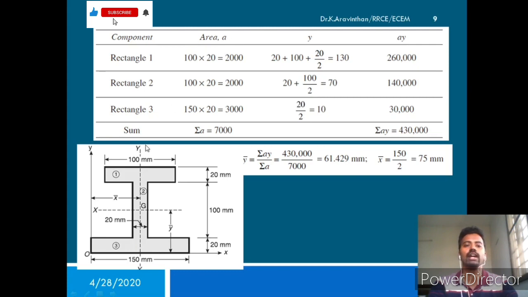Then if you want to find area, first section is 100 mm by 20, second section will be 20 mm by height 100, and third section is 20 mm by 150. You will be getting the total area as 7000 and AY is 4,30,000. Now if you want to find y bar, 4,30,000 divided by 7,000, you will get 61.42, and the x bar is already known, that is total 150 mm, 150 by 2 is 75. Hence the problem is solved here.